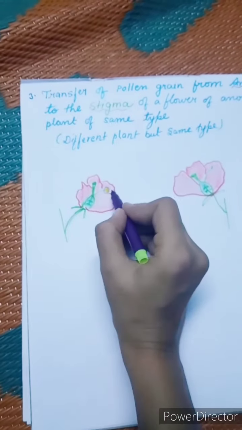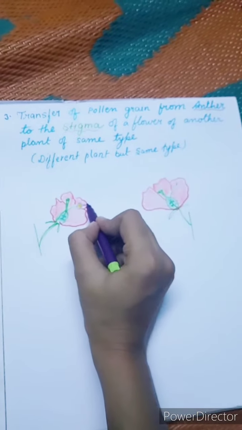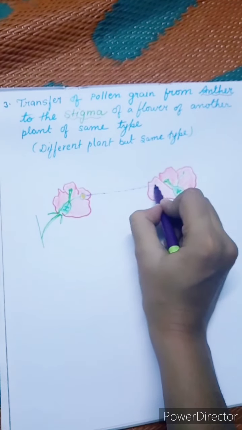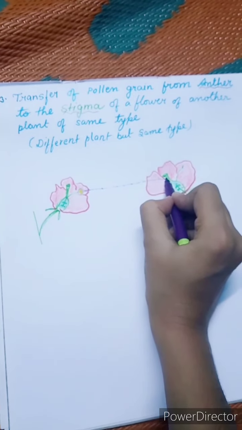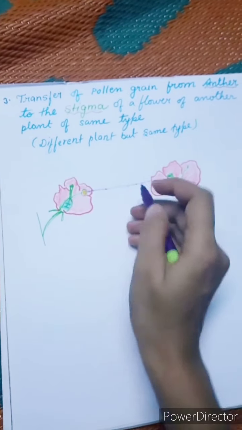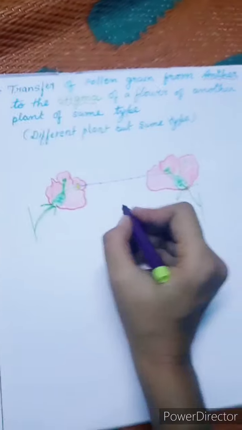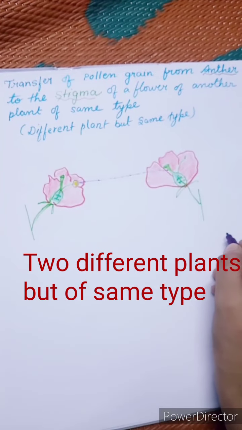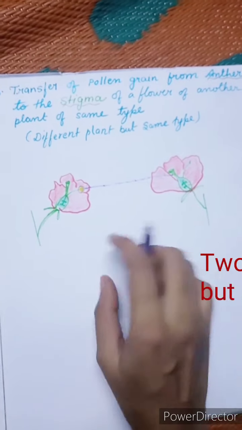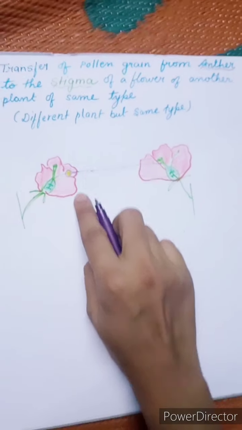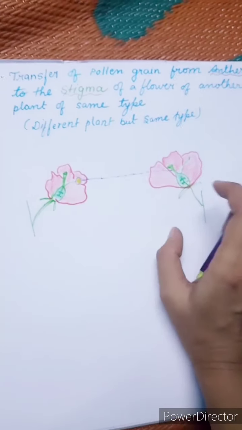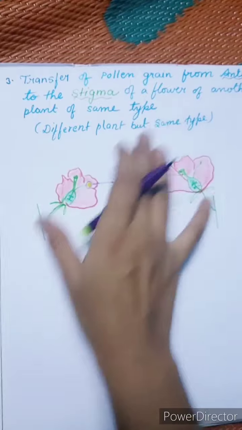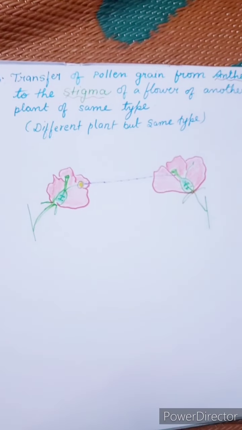So transfer of pollen grain from anther to the stigma of another plant of the same type. So this is another plant, this is one plant, this is another plant, but these are of the same type. Transfer of pollen grain from anther to the stigma of another plant of the same type. So these are the three types of pollination.